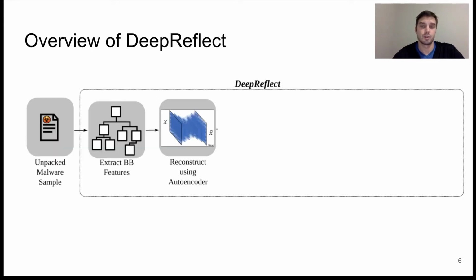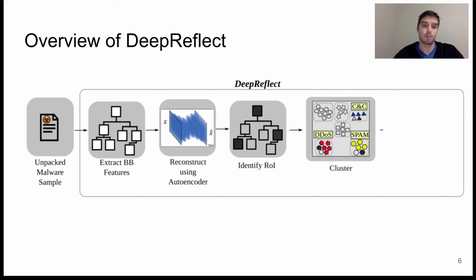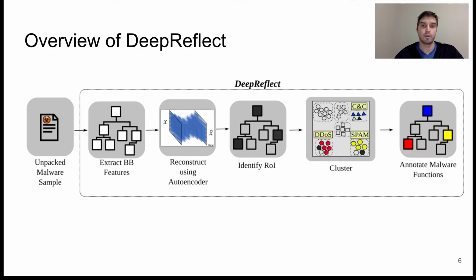So now let me introduce our solution. DeepReflect takes an unpacked malware sample as input. Next, it extracts basic block features to then pass to a pre-trained autoencoder. The autoencoder identifies various regions of interest, also called ROI. Next, it clusters these extracted ROIs with ROIs from other malware samples. The analyst then labels each of these clusters by examining a few of the functions in each cluster. This in turn propagates these labels to other similar functions within those clusters.